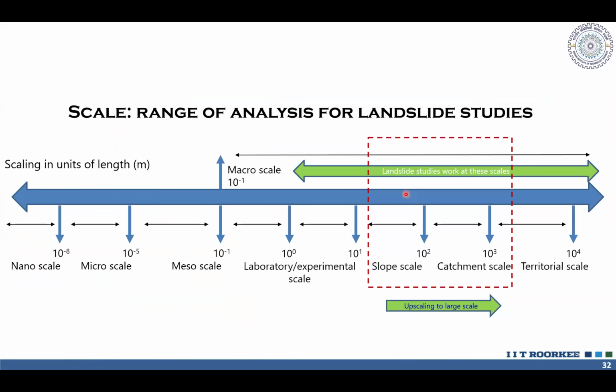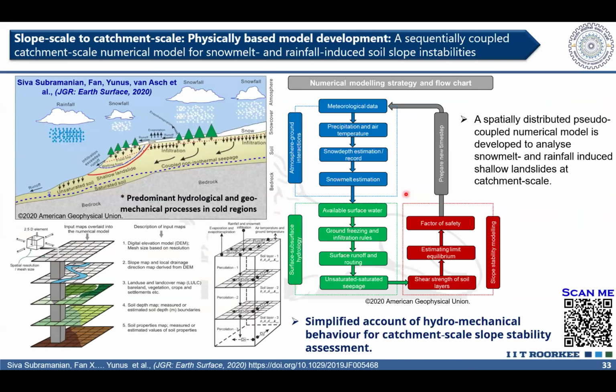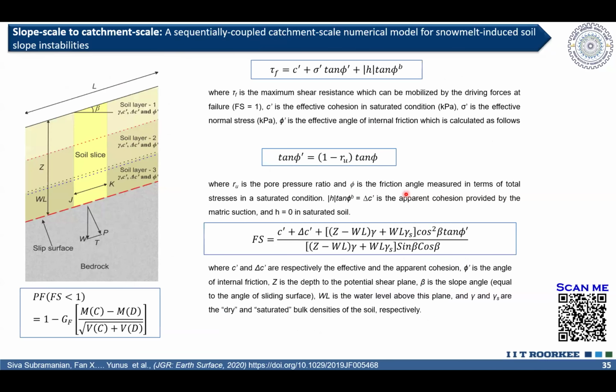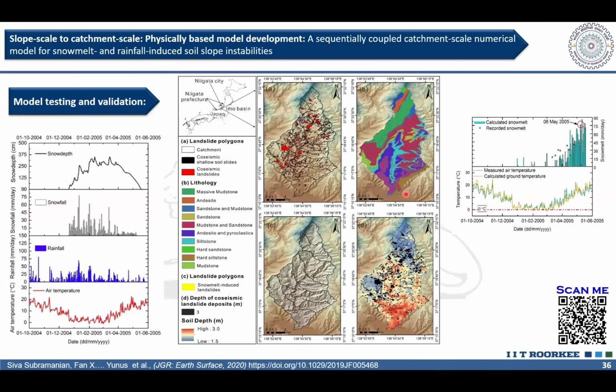And in the process of upscaling to the slope to catchment scale, we started testing this model. This is the model we developed during my postdoc time in SKLGP China, for snowmelt induced landslides. It has all the hydrological and geotechnical components of modeling precipitation induced landslides. Also, it can consider rainfall induced landsliding as well. We tested this model for one catchment in Niigata, and now we are applying this model to Indian cases.